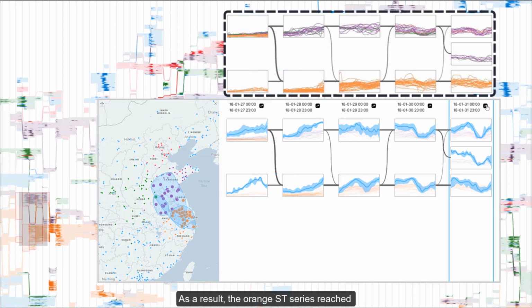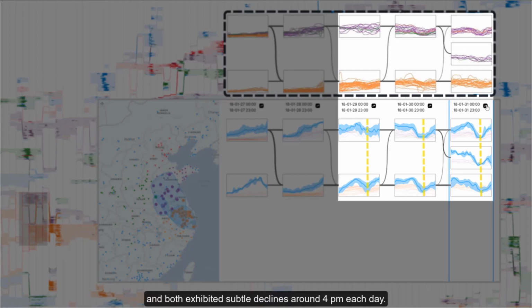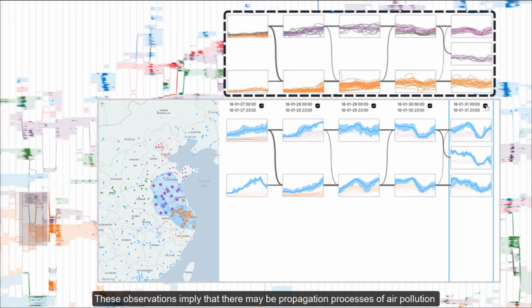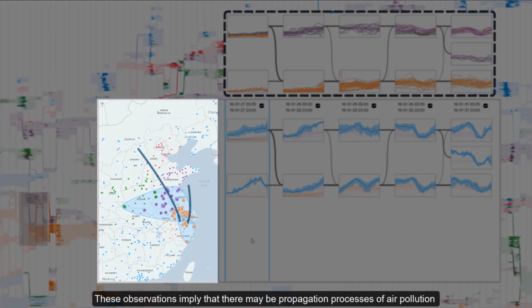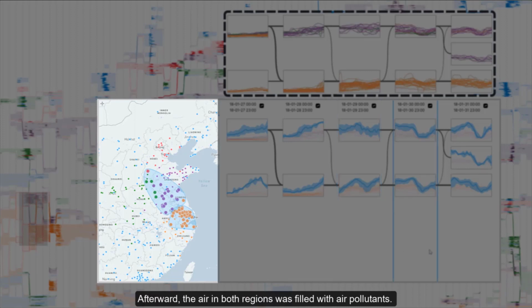As a result, the orange spatial temporal series reached a high level of air pollution 1 day later than the purple ones. In the last 3 days, the orange and purple spatial temporal series had slightly different trends, and both exhibited subtle declines around 4 p.m. each day. These observations imply that there may be propagation processes of air pollution, from north to south in the first 2 or 3 days. Afterward, the air in both regions was filled with air pollutants.